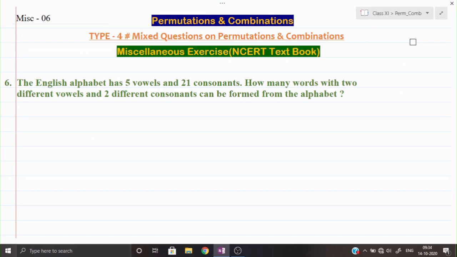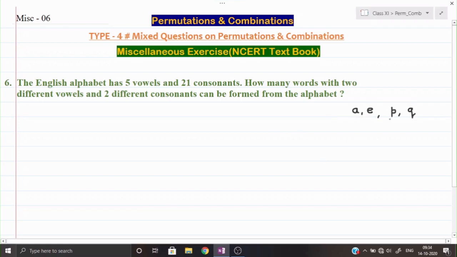Now see, in the 6th question, what is given to us: the English alphabet has 5 vowels and 21 consonants, as you know. Now we are asked how many words with 2 different vowels and 2 different consonants can be formed from the alphabet. Suppose I have selected 2 vowels, for example A, E, and 2 different consonants, P, Q.